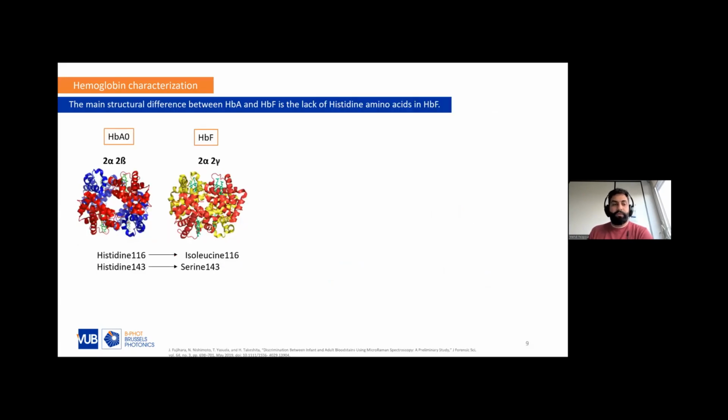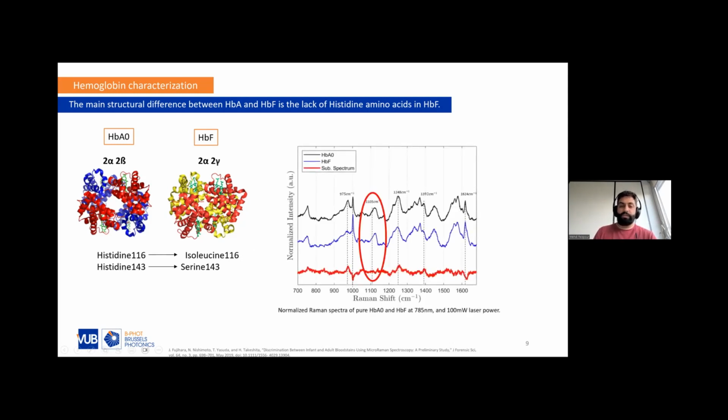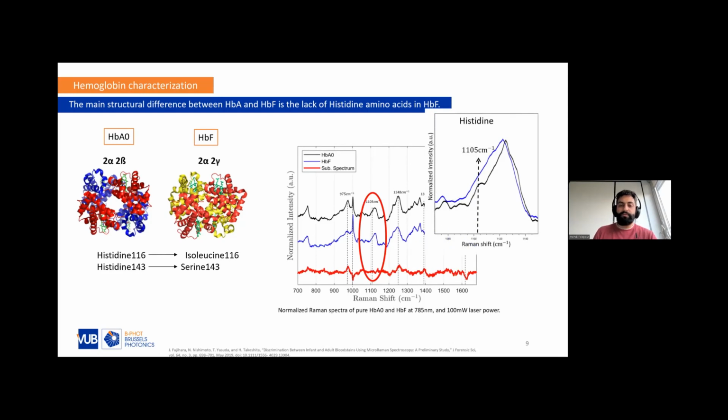Now, if I look at HbA0 versus HbF, you can see that again two of the building blocks are replaced by two other building blocks. And then the change again is a very slight one. In the case of normal hemoglobin, you have this little peak here that you don't have for HbF.